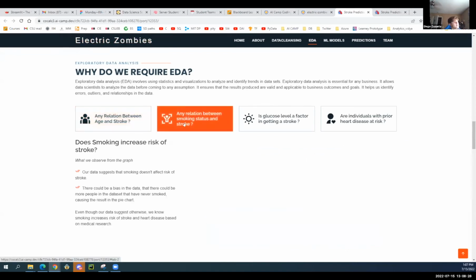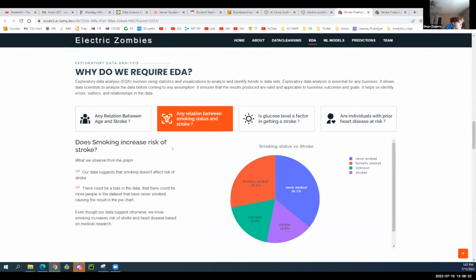Here we see the relationship between smoking status and stroke. However, our data suggests that there is no risk with people that smoke and their risk of having a stroke. This, however, is just because of our unbalanced data set. Even though our data suggests otherwise, we know smoking increases the risk of stroke and heart disease based on medical research.